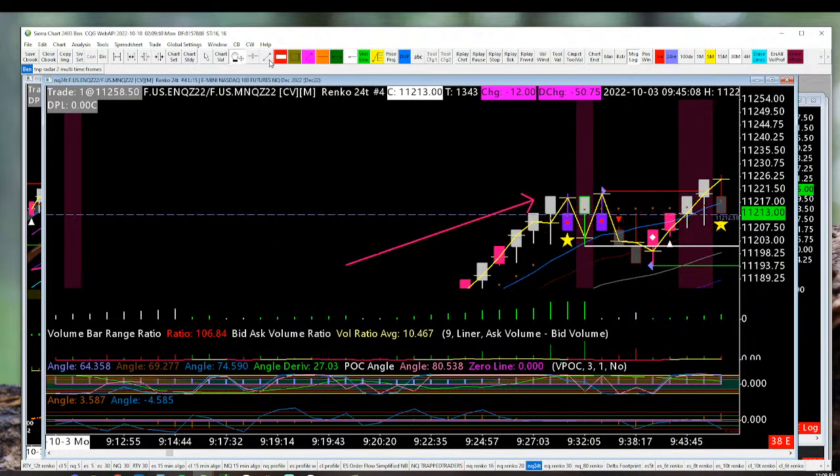Let me show you. Because we've got these pink outlines, and we can't get any volume below them, it means buyers have the shorts by the short hairs, you know? They're not going to get any further than this most of the time.